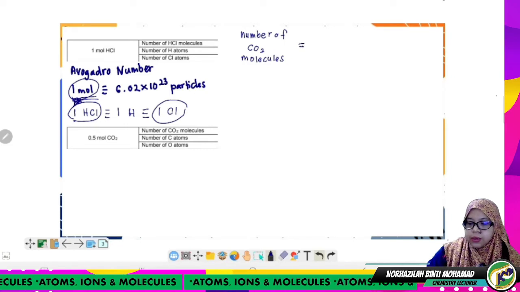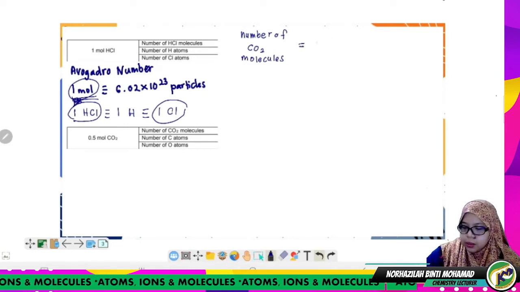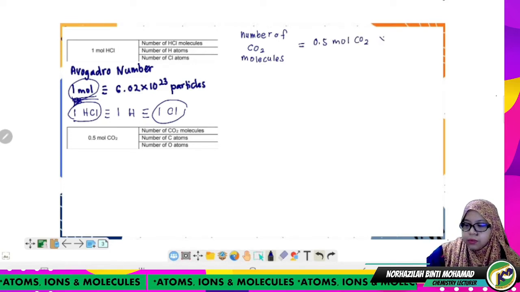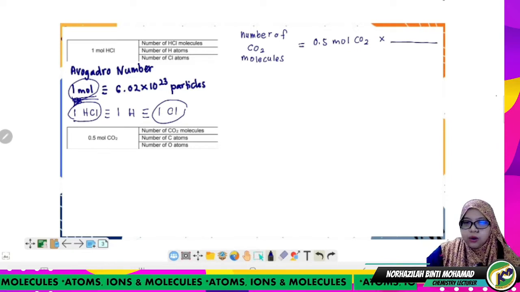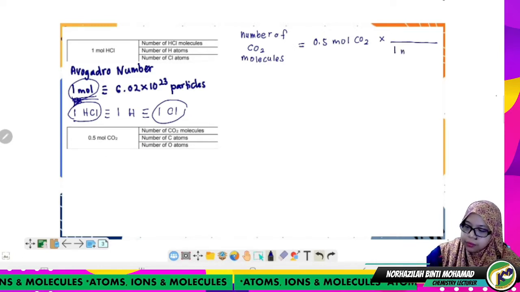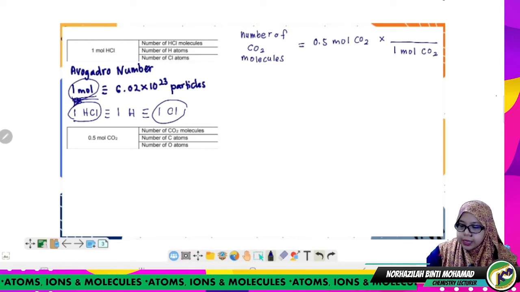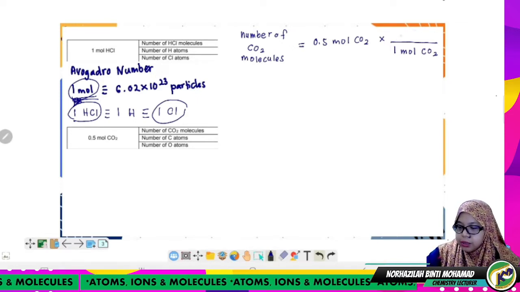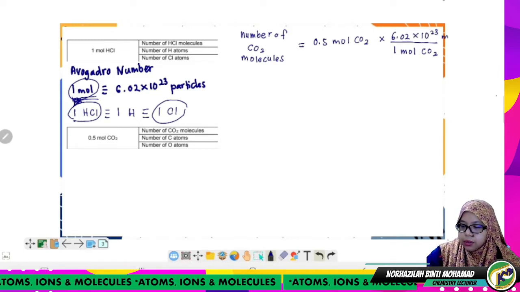Okay, number of CO2 molecules is equal to... what we have here is 0.5 mole CO2. So we want to cancel the unit of mole. So we write 1 mole CO2. And then we want to retain the unit of particles. Right now the particles are molecules. So we write 6.02 times 10 to the power of 23 molecules.